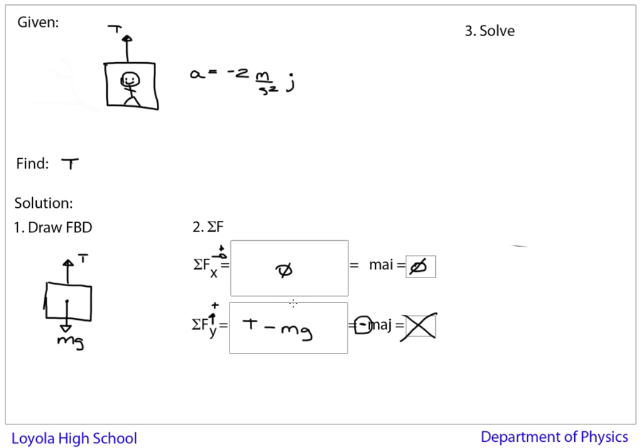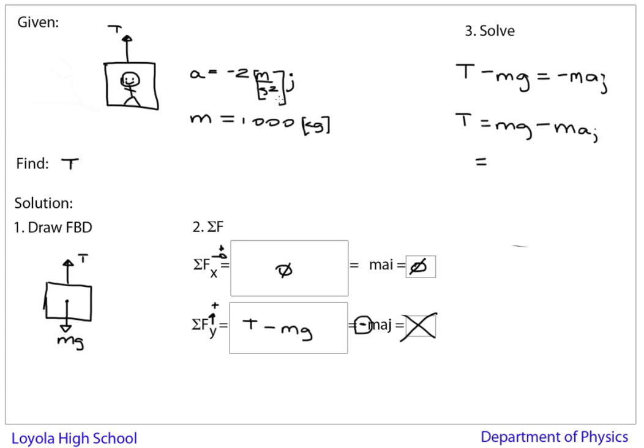Step 3 is to solve. I'm going to solve for the tension in the cable. I basically have my equation here. I've built an equation for this problem. So T minus mg is equal to minus ma. Therefore the tension is equal to mg minus ma. And now we can plug in numbers. Oh, and I didn't give you the mass of the elevator. The mass of the elevator is 1,000 kilograms.